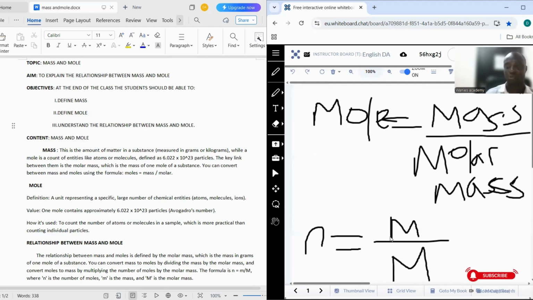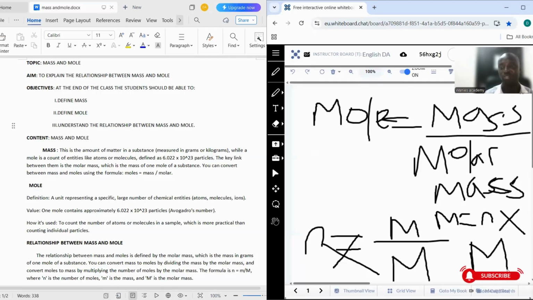Now from this equation, we can deduce the formula for calculating the mass of a substance. All you need to do is just cross multiply. On cross multiplying, we would have that the mass of a substance, small letter m, is equal to the mole of the substance, small letter n, times the molar mass, capital M. So mathematically, mass equals mole times molar mass. There goes the relationship that exists between mass and mole.